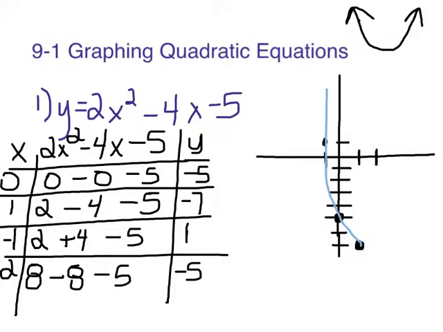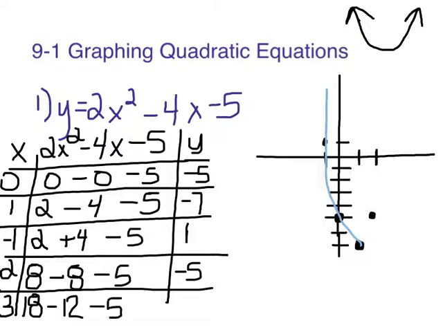So at 2, negative 5, we have another point. Let's find one more value on the positive side. We'll plug in 3 now. 3 squared is 9 times 2 is 18. Negative 4 times 3 is a negative 12. And we also have minus 5. This will give us a positive 1. So at 3, positive 1, we'll have another point. And now we can finish graphing the rest of our parabola.